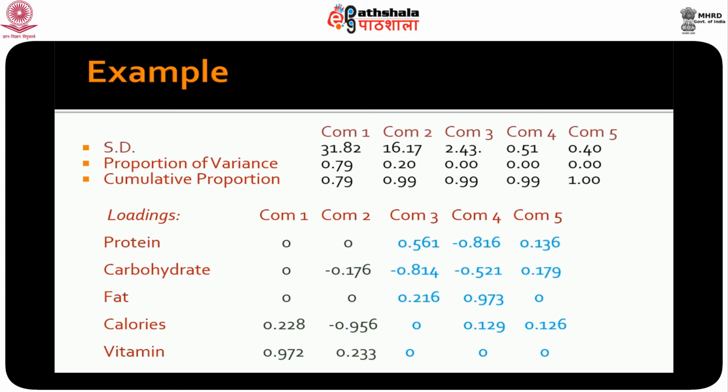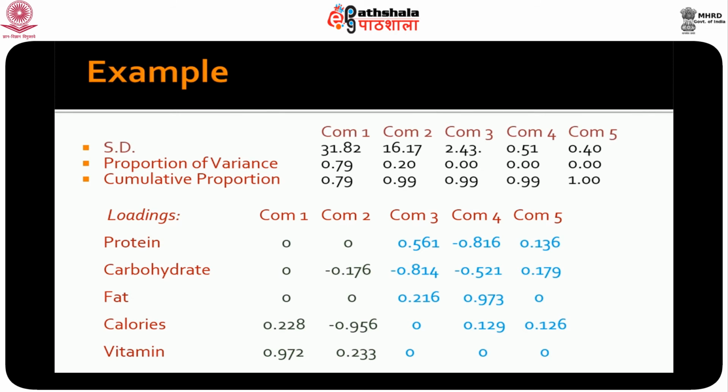The third, fourth, and fifth have very little, in fact negligible, variability explained by them. In fact, the zeros are very small numbers. The first 2 decimals come out to be 0, which is shown here. And so, you can see that by the first 2 we explain 99% of the cumulative variability. So, what we do is we only retain the first and the second principal component.